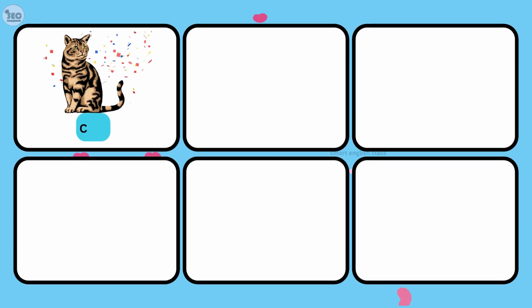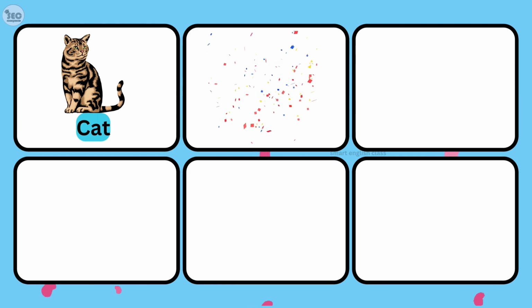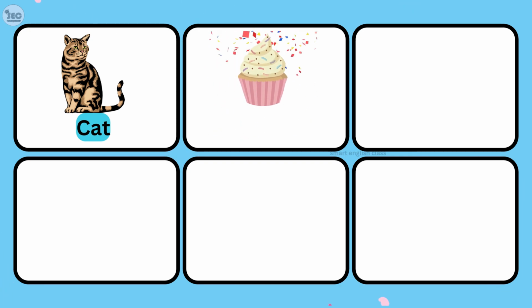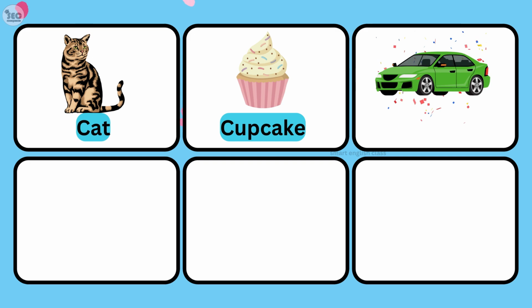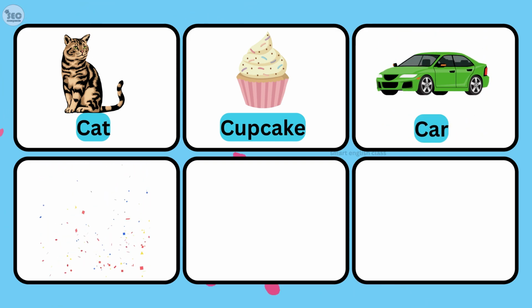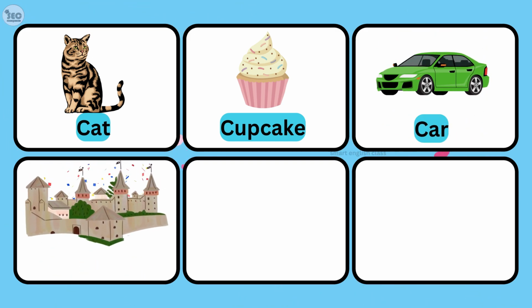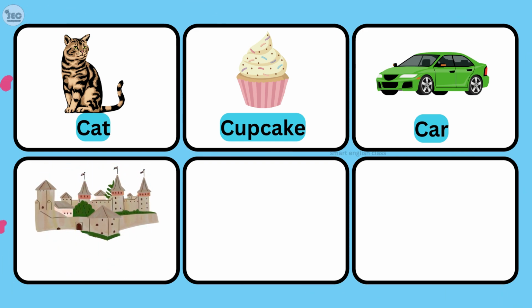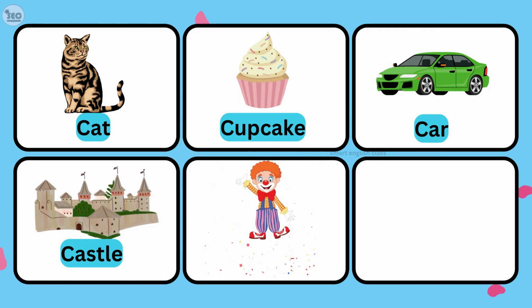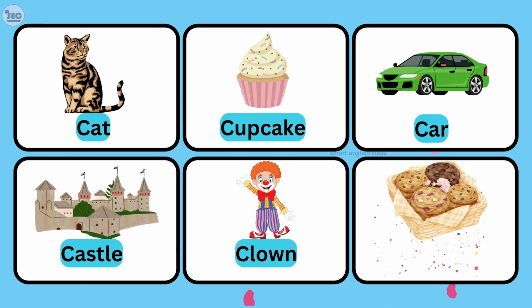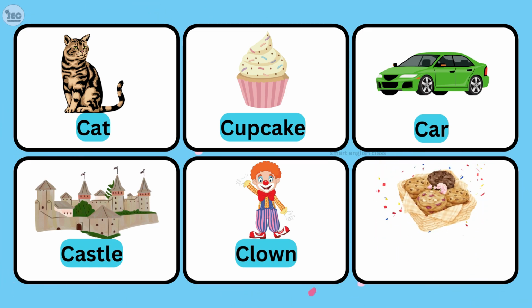C for cat. Cat. C for cupcake. Cupcake. C for car. Car. C for castle. Castle. C for clown. Clown. C for cookie. Cookie.